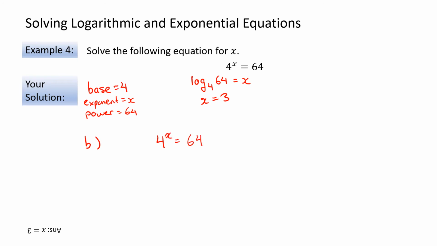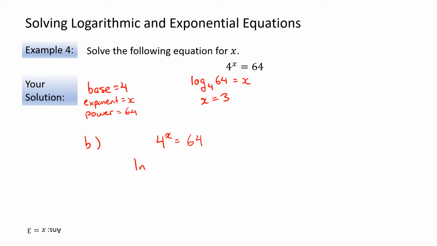Remember, whatever you do to one side, add, subtract, multiply, divide, take the ln, take the log, as long as you do it to both sides of the equation the exact same way, it's valid. That is a fundamental item in mathematics, but it's very important. So I'm going to use the natural logarithm. I'm going to take the natural logarithm of both sides.